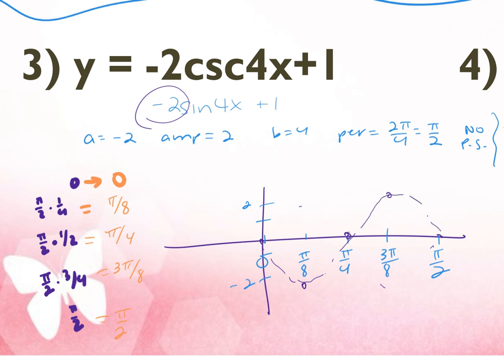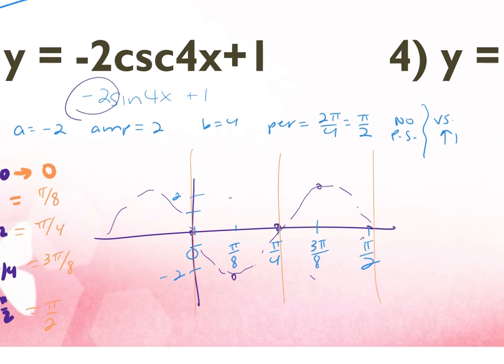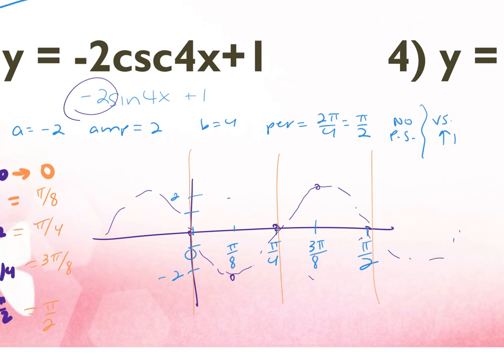This only gets you 3 asymptotes though. Here, here, and here. So you have to add on. You can either go this way or you can go this way, but it needs to get 1 more asymptote. Then we shift everything up 1 because of the +1. So now my curve goes from here to here.